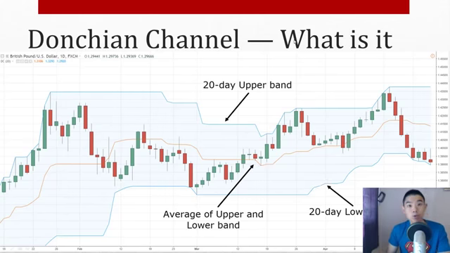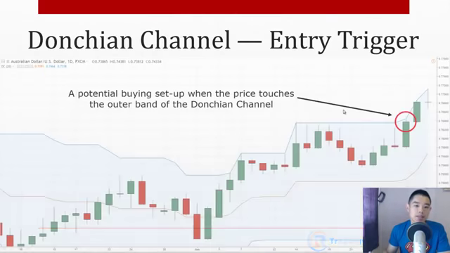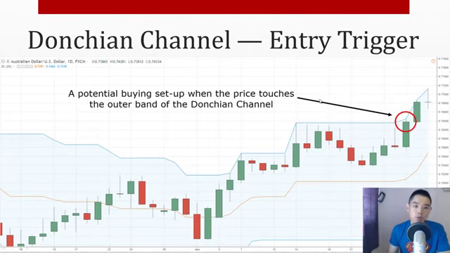So this is where you get your Donchian channel having 3 lines on the chart. So how do you actually use this indicator? There are a few ways. Number one, it can serve as an entry trigger. If the price breaks above the blue line, it's telling you that it has made a new 20-day high. So if you're trading breakouts, this can serve as an entry trigger to get on board the breakout or get on board the trend.